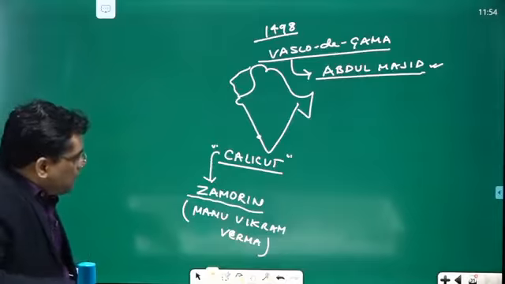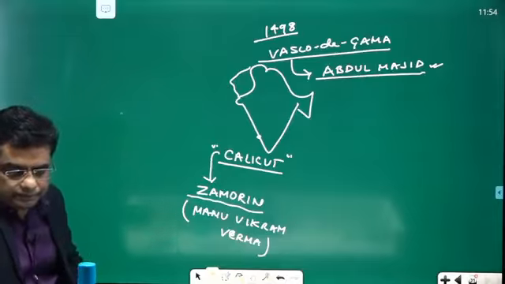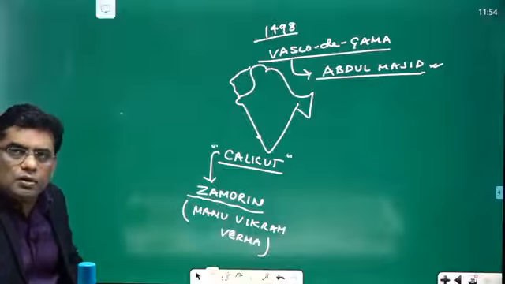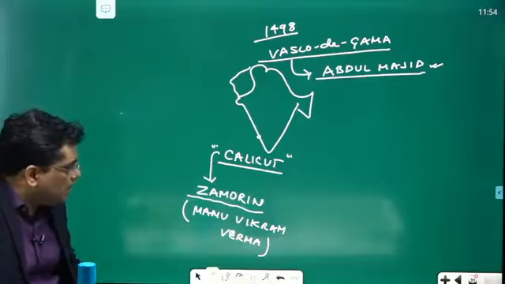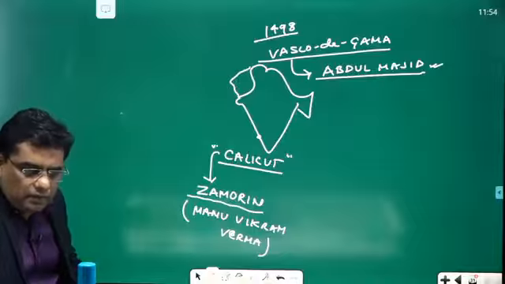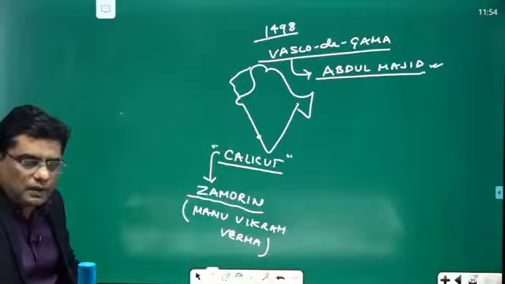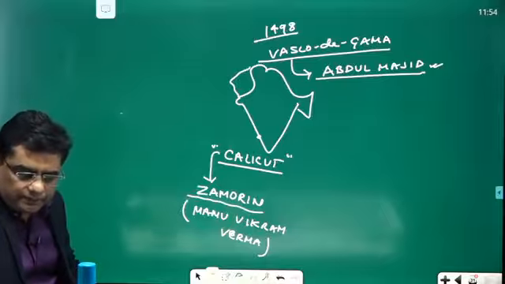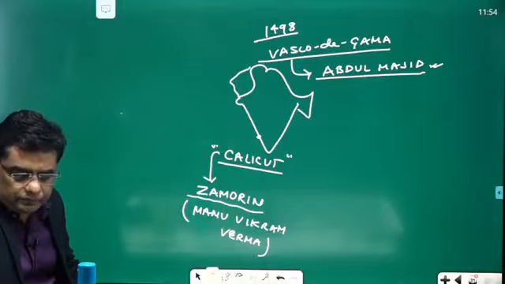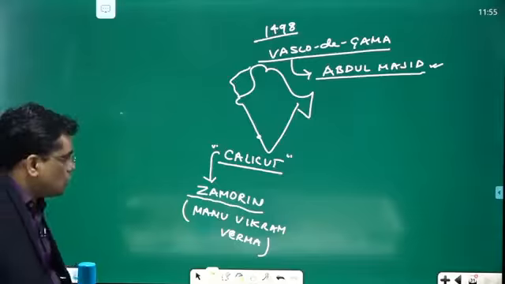So Manu Bikram Barma permitted Vasco da Gama to have trade in his spices and to set up a factory there. So Calicut.